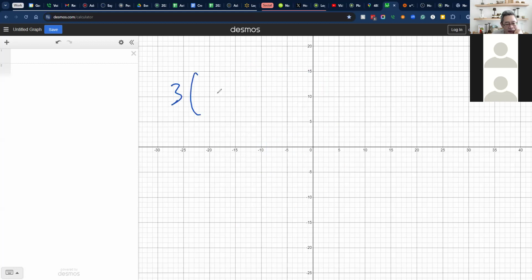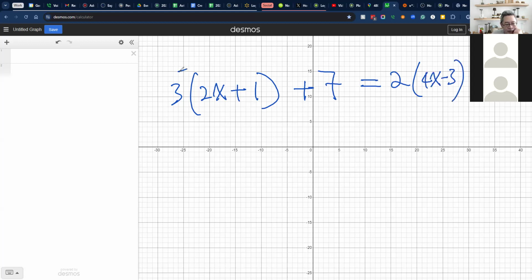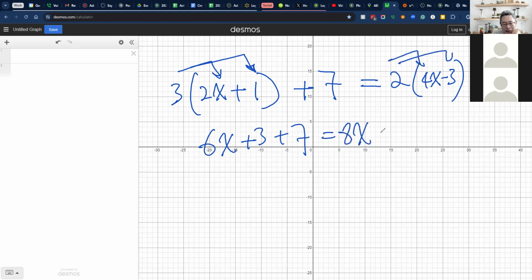For example, we got 3 times (2x plus 1) plus 7 equals 2 times (4x minus 3). So we use the distributive property. The reason we do that is because we have to isolate x, so we have to separate them out. And then we got 6x plus 3 plus 7, and this side gets distributed and becomes 8x minus 6. So this side is 6x plus 10, and this is 8x minus 6.